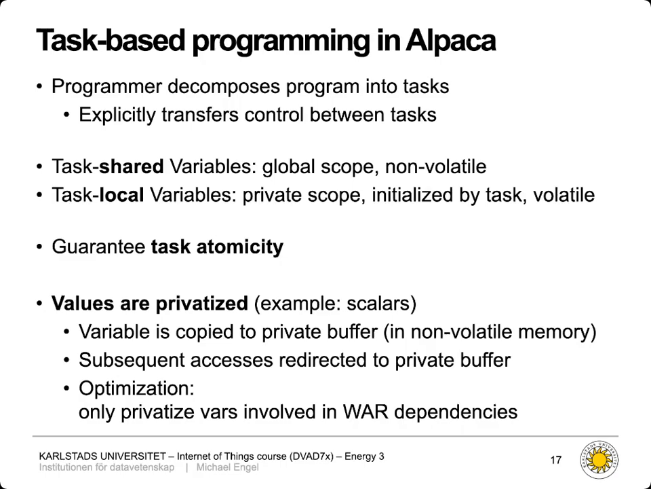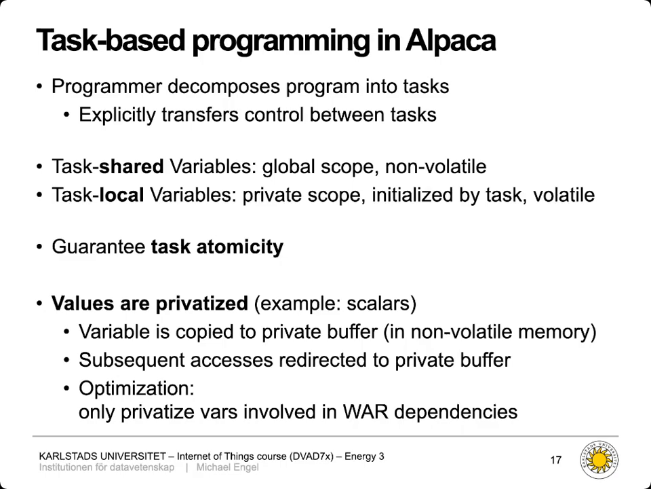So in Alpaca, the programmer has to decompose their program into tasks. And then, of course, these tasks need coordination, so you have to explicitly transfer the control flow between these tasks. You have to split up your program, and then you have to consider how these small parts of your program have to work together, in which order, and so on. And then you have task-shared variables, with global scope and all the non-volatile state, and then you have task-local variables, your private scope, which is just initialized by the task and which is volatile because we store this in volatile memory.